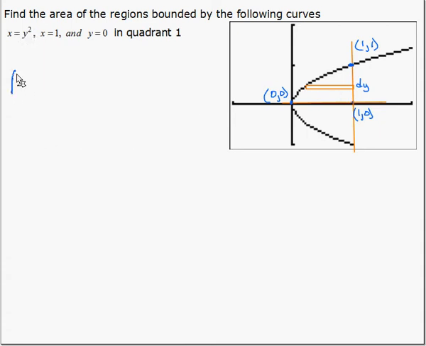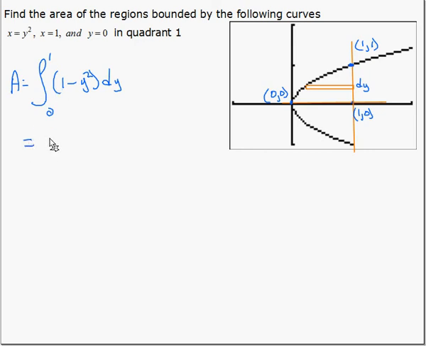So the area then with respect to y is the integral. Now we're looking at y, so we want y values from 0 to 1. The right side of the rectangle is the line x equals 1, so 1 minus the left side of the rectangle, which is y squared, dy.